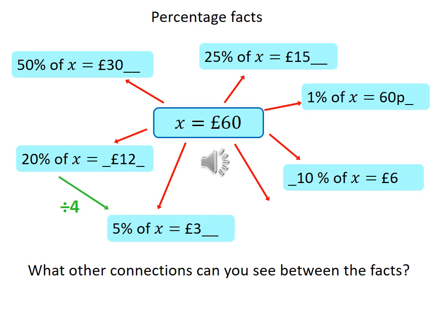1% you can work out one of two ways. You can either do a tenth of 10%, or you can do a 100th of the 100%. Either way it will work out to be 60p or £0.60. And finally the 2% is double 1%, and so that gives you two lots of 60p, £1.20. You could work it out in lots of different ways. Have a look at the connections that you can see between these amounts before you move on.